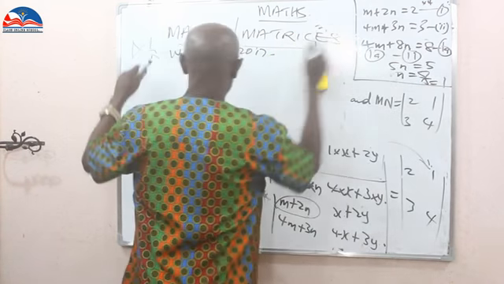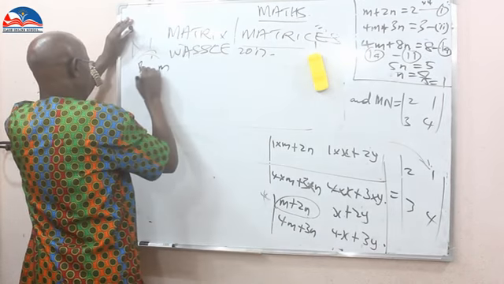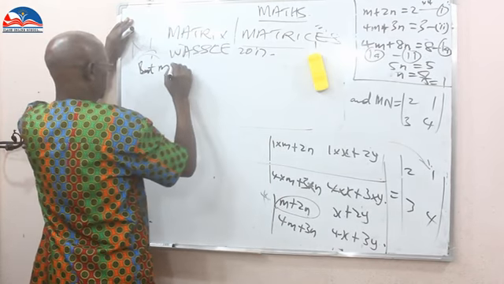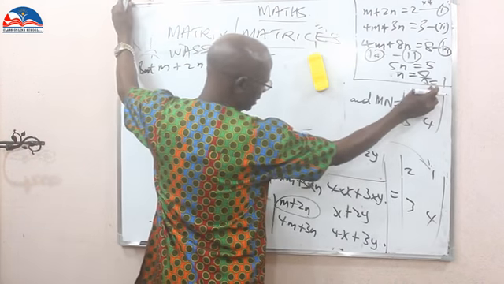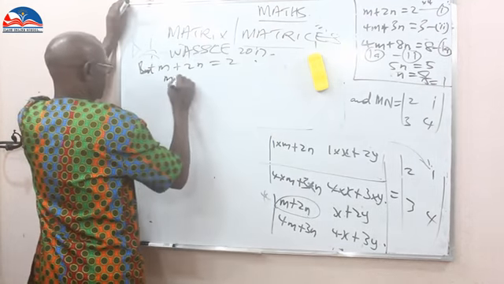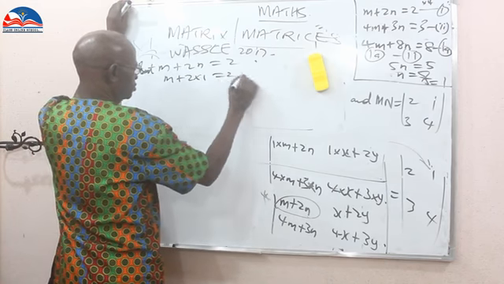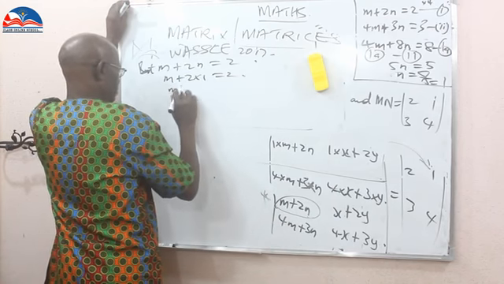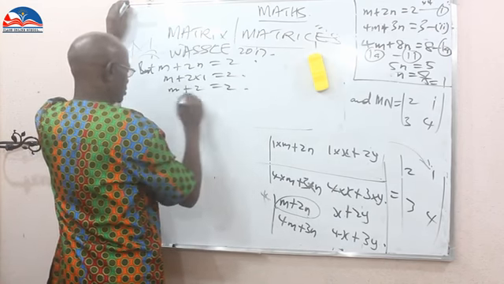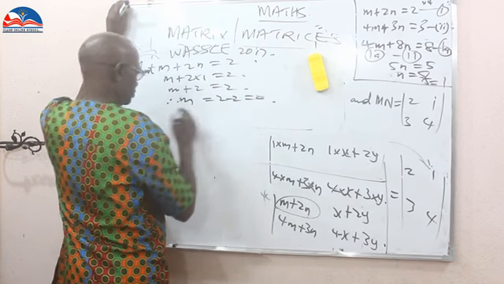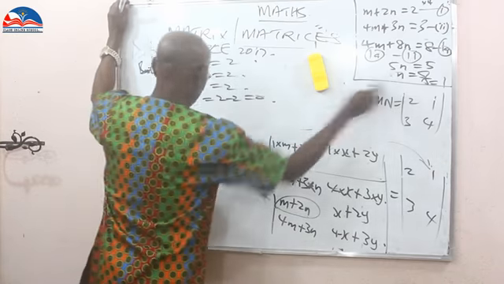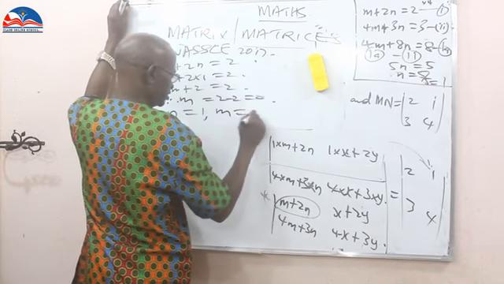Now, in equation 1, m plus 2n equals 2, and I now know that n is 1. That implies m plus 2 times 1 equals 2. That's m plus 2 equals 2. Therefore m equals 2 minus 2, which is 0. So we now see that n equals 1, m equals 0.